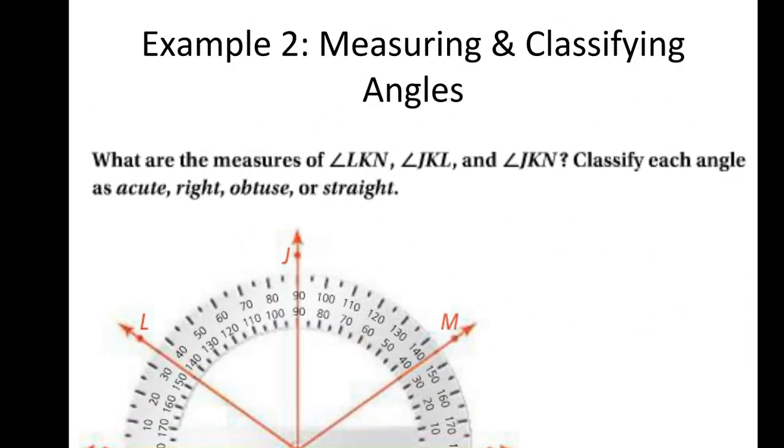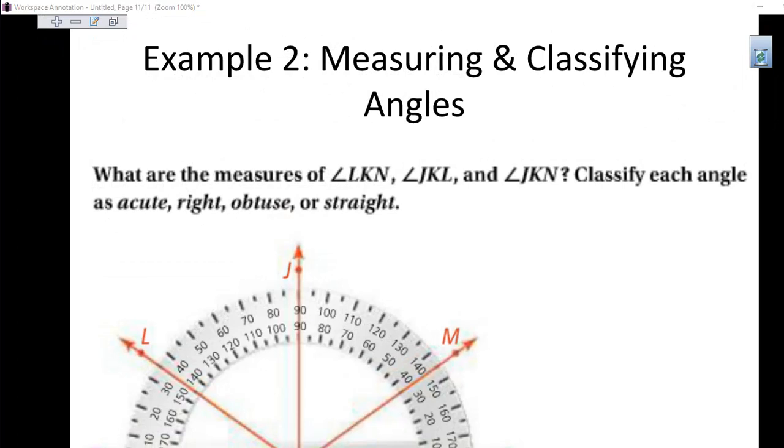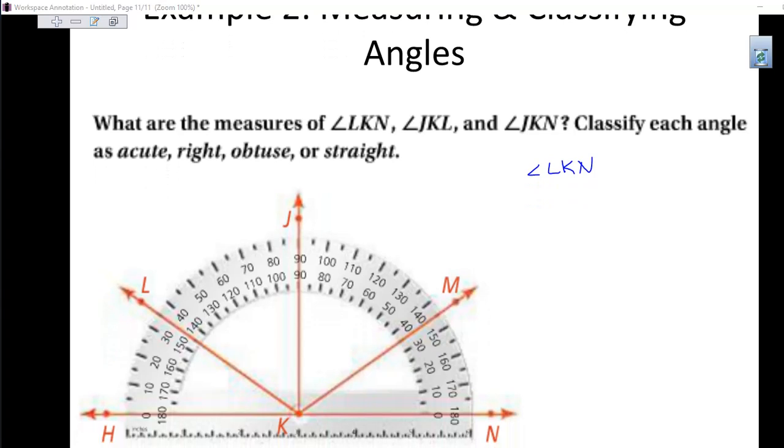All right, so the first one, we need to classify it as acute, right, obtuse, or straight, and then we're going to find each angle measure. So the first one is angle LKN. So let's take a look and see where exactly is angle LKN. So we have L, goes down a little bit, we have K, and we have N. So L comes down here. We started in, so it starts at 0. That means we should be able to use the inside numbers and find out where we're at.